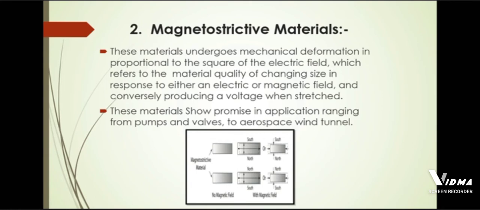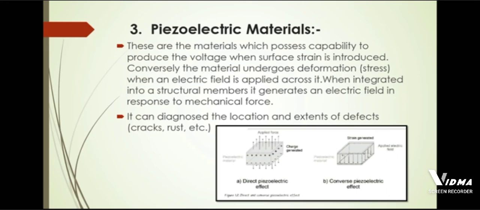Second, magnetostrictive materials. These materials undergo mechanical deformation in proportion to the square of the electric field, which refers to the material quality of changing size in response to either an electrical or magnetic field, and conversely producing a voltage when stretched. These materials show promise in applications ranging from pumps and valves to aerospace and wind tunnels.